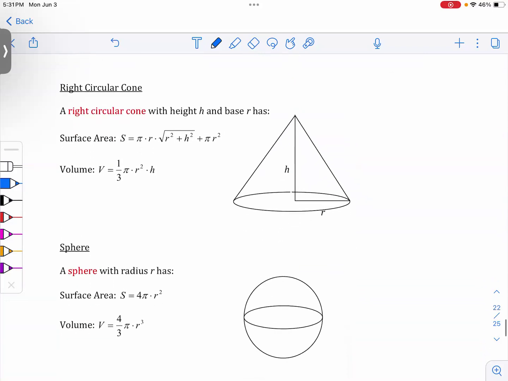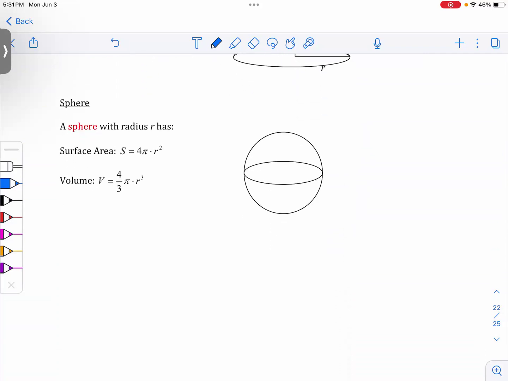Right circular cone. So notice again, pi r squared, but a cone is 1/3 the volume, basically, of a cylinder, which is pi r squared h. And then the equation for surface area looks a little more complicated, but this equation right here is just the Pythagorean theorem actually written out. A sphere is the one that takes a slightly different form, and it's not nearly as logical. Basically, the surface area of a sphere is the area of 4 circles, and then the volume is 4/3 pi r cubed.